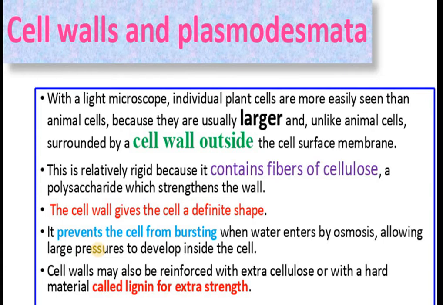The cell wall gives the cell a definite shape. It prevents the cell from bursting. You know this: when a plant cell is placed in a hypotonic solution, it becomes turgid but does not burst because of the presence of this cell wall, which provides the shape and also prevents bursting. Cell walls may also be reinforced with extra cellulose or with a hard material called lignin for extra strength. You have read in the structure of xylem in your O-level syllabus that lignin is deposited on the cell walls of xylem vessels, providing strength and support.